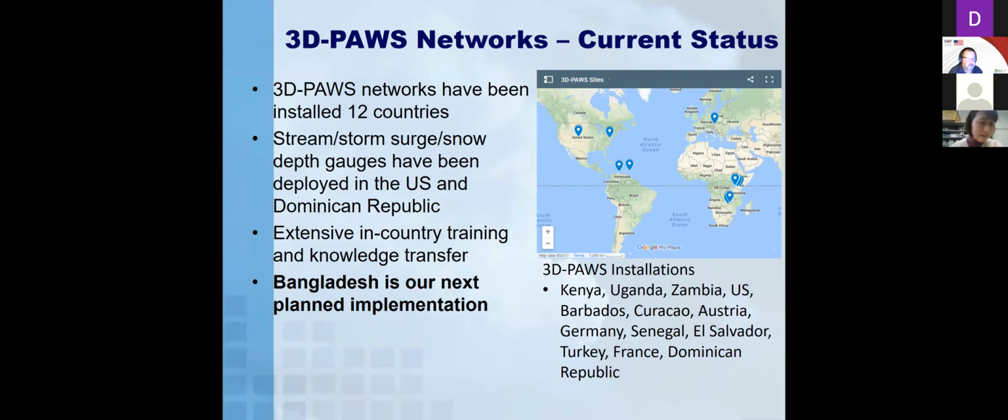Just a status. Over the years we've expanded to 12 countries, and I have a map there showing the general areas that we're at now. Our first stream, storm surge and snow deployments have been here in the U.S. and Dominican Republic, as I mentioned. As part of this deployment and technology transfer, we provide extensive training. And what's exciting, COVID has slowed us down a bit, but our next deployment will be in Bangladesh. If everything goes as planned, we'll be able to provide the training and transfer this technology, so these networks can start to be developed in Bangladesh with our partners at the University of Dhaka.